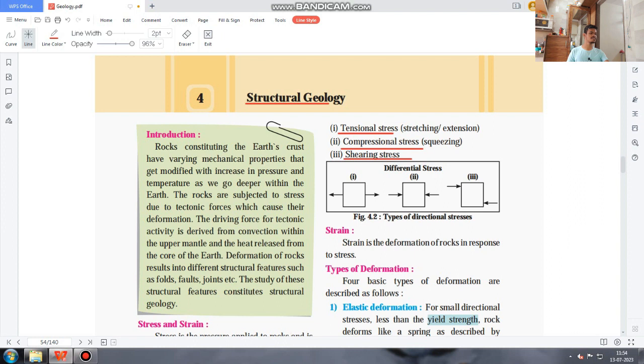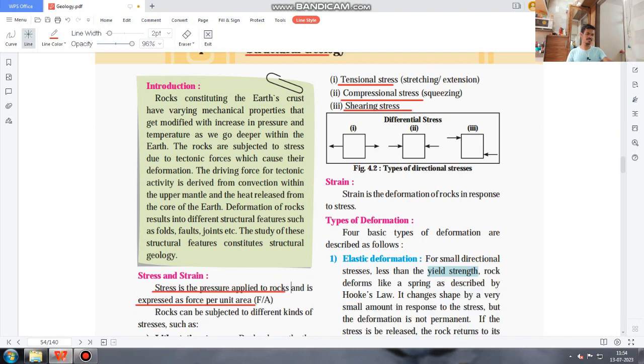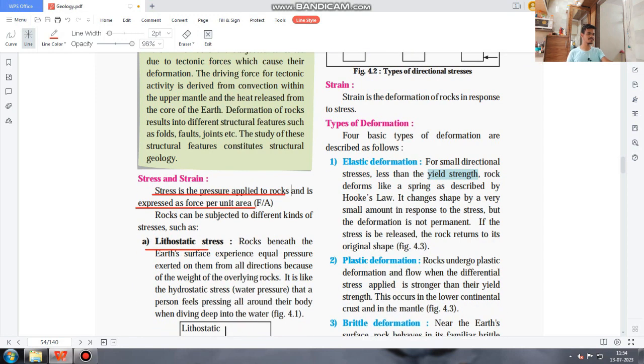Tensional is pulling away, compression is towards, and shearing is maybe in different directions, but in this it is towards the center. Okay, strain is a deformation. Types of deformation, this is important. From here the chapter basically starts, the main part is from here.